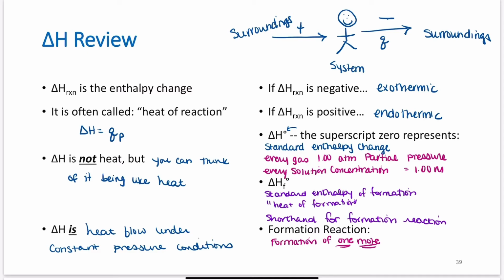So 1 mole of the product that we want. And formation reactions are the only time that you're going to find fractions in balanced equations. If we have a polyatomic or a diatomic, polyatomic meaning like S8, P4, that kind of thing, or a diatomic, we may have fractions in a formation reaction because we can only form 1 mole of the product.